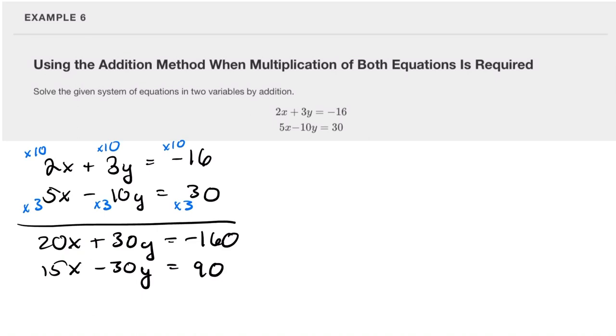Okay, so now we can add these two equations together. A number plus its opposite adds to 0, so the y is gone. On the left, we get 35x. On the right, negative 160 plus 90 is negative 70. Divide both sides by 35. What is that, a negative 2?